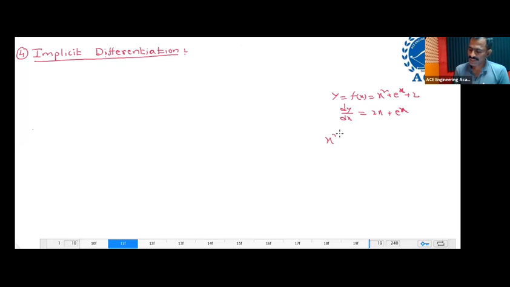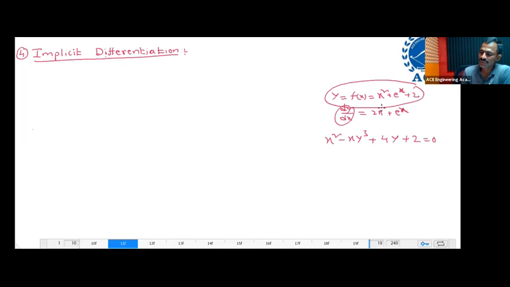Suppose the function is given like this: x square minus x y cube plus 4y plus 2 equal to 0. It is not an explicit function. For this function, we cannot write the derivative directly. This is an implicit function. And for this implicit function, if you want to write the derivative dy by dx, one method is like this. We take the d by dx on both sides. And then we differentiate every term separately only.